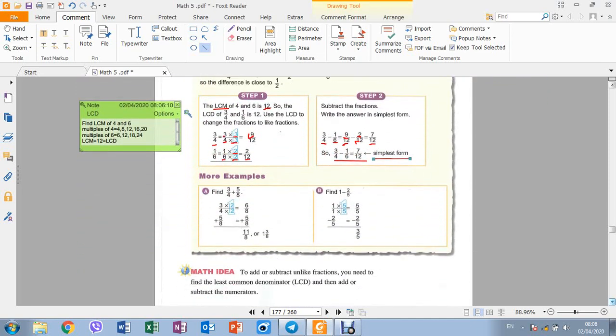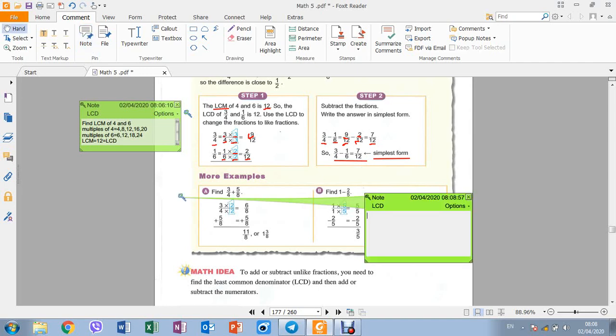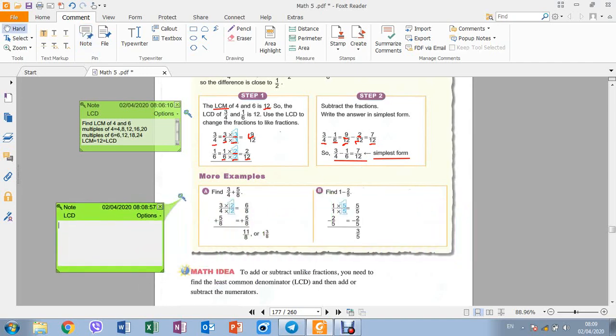More example. We have more example. Find 3/4 and 5/8. So again we need to find LCM. After that we need to find LCD. So again we need to find what? LCM of denominator 4 and 8.